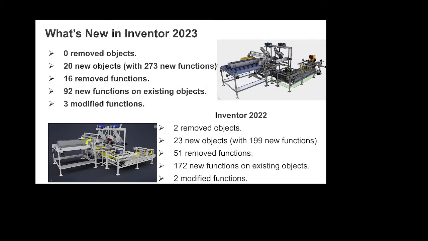In Inventor 2023, 0 objects have been removed, 20 new objects have been added with 273 new functions, 16 functions have been removed, 92 new functions have been added on existing objects. 3 functions have been modified.